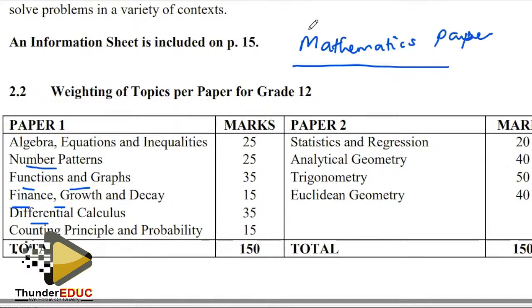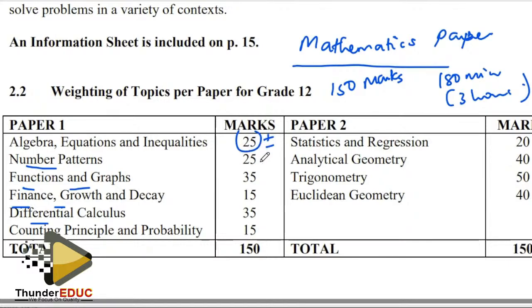So the paper will be out of 150 marks. And then the time is 180 minutes, which is roughly 3 hours, which means approximately 1 mark for 1 minute. So the mark allocation is that question 1 carries plus minus 25 marks. Then the next topic, number patterns, sequences and series, usually carries 2 questions, which is plus minus 25 marks and 5 marks.